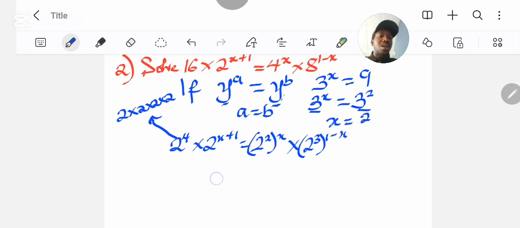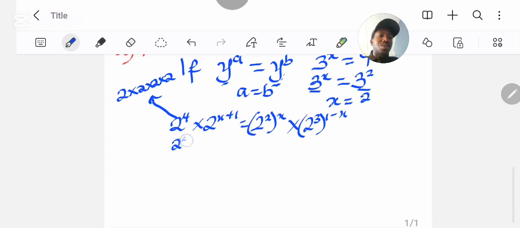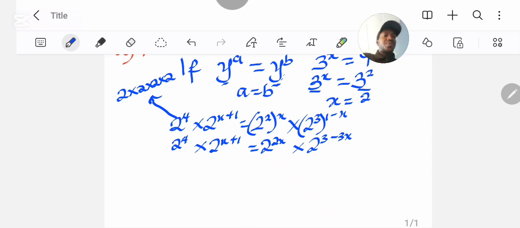1 minus x. And from here, we can have that 2 raised to power 4 times 2 raised to power x plus 1 is equal to 2 raised to power 2x times 2 raised to power 3 multiplying 1 is 3, minus 3 multiplying minus x is minus 3x. So from here now, we can apply the law of indices that if you have a raised to power n times a raised to power n, anytime you are multiplying two indices and they have the same base, the law says that you can add the powers.